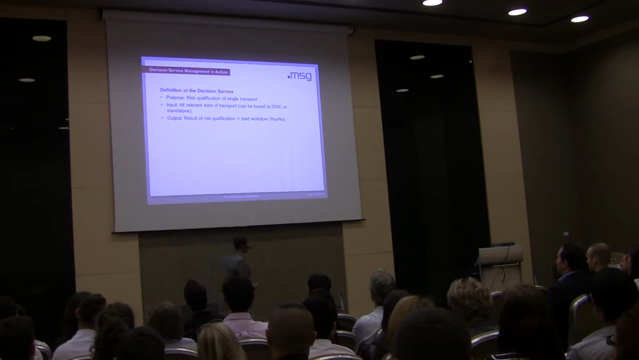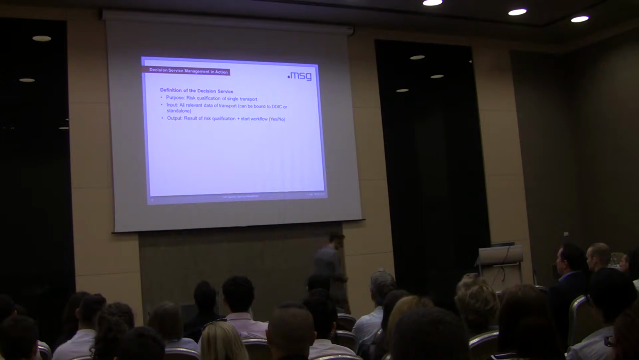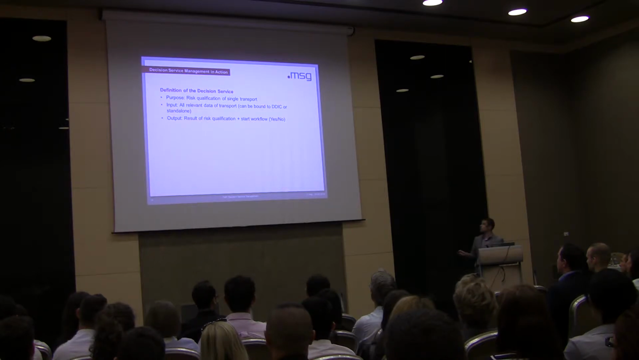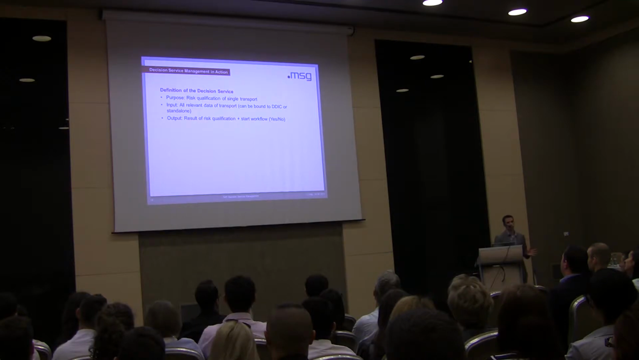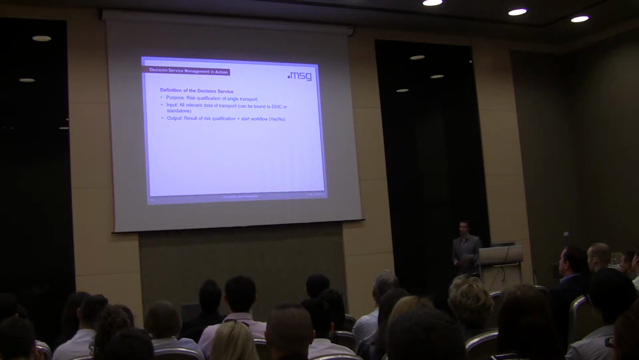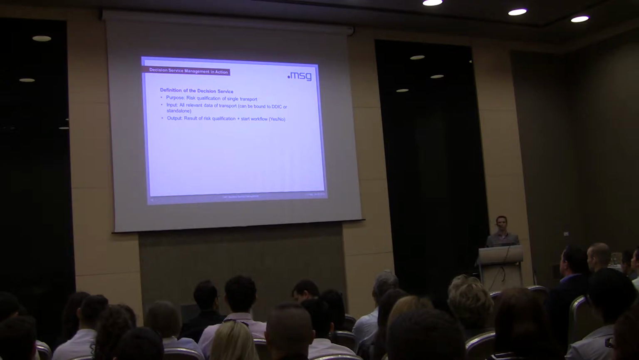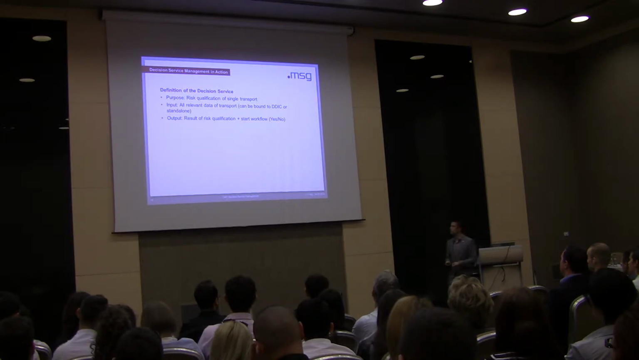And that is what will be done now. So first step is the decision service itself. You need the interface. The purpose of our decision service is the risk classification of one single transport. That's the purpose. Not more, not less. And the input are all the relevant data of the transport. All the stuff that I mentioned before, the weight, how is it packed, what is the transport vehicle, is it just a car or is it a plane, what's the value of the transport, and so on.